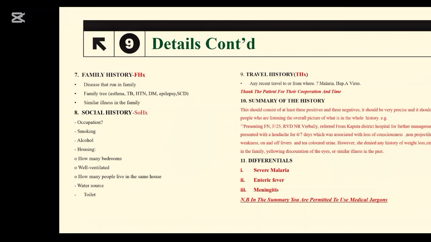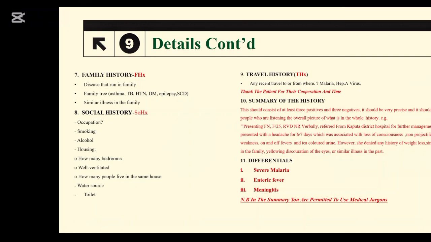Okay, so you go to alcohol, you identify the type of alcohol that the patient takes, how frequently they take that alcohol, and for how long they have been drinking that alcohol. You need to identify that, and there are calculations that we do. But I'm not going to dwell so much on that because I'll make a video specifically about alcohol.